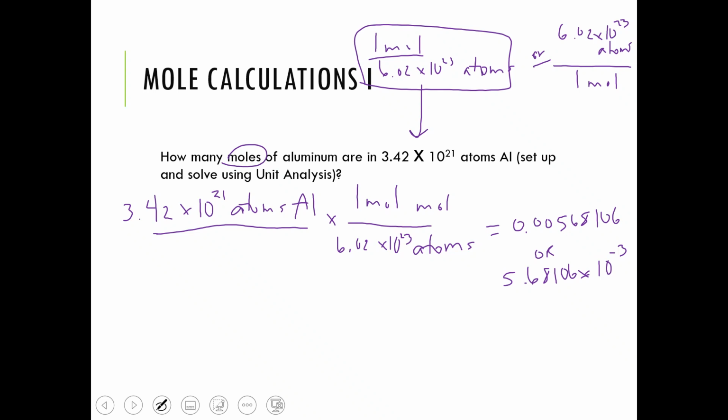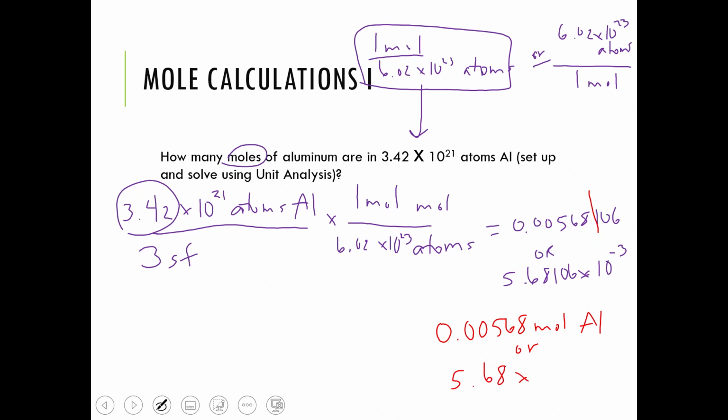The last thing we need to do is significant figures. I have 3 sig figs in my initial starting, so I need to have 3 at the end. So you can leave it as 0.00568 moles of aluminum, or we could say 5.68 times 10 to the negative 3 moles of aluminum. Either one of those is perfect.